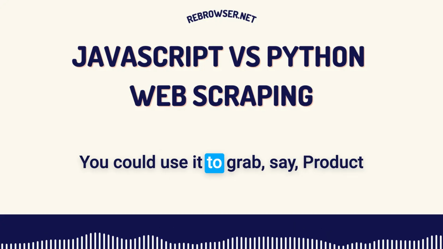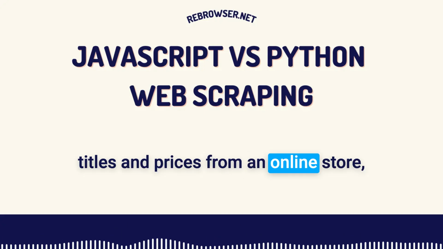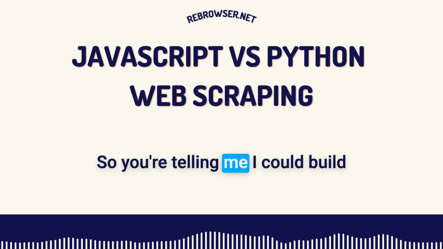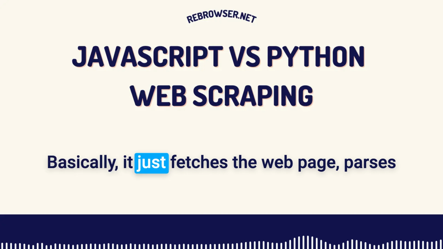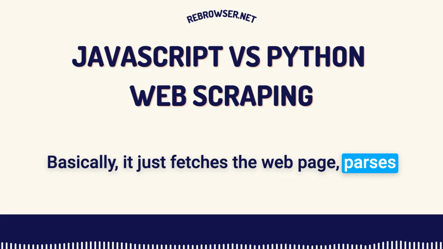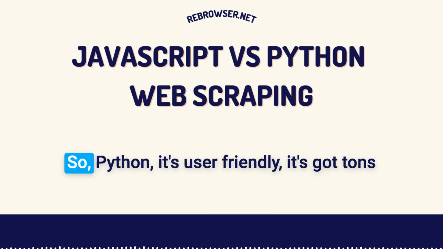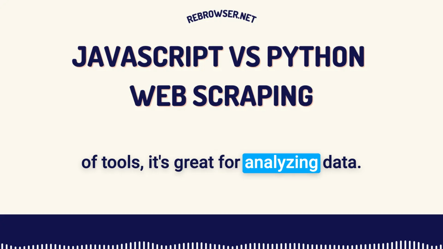You could use it to grab, say, product titles and prices from an online store with just a handful of lines of code. Nice. So you're telling me I could build my own price comparison tool? It's a good starting point. Basically, it just fetches the web page, parses the HTML, and boom, you've got your data. Easy peasy. So Python, it's user-friendly, it's got tons of tools, it's great for analyzing data.